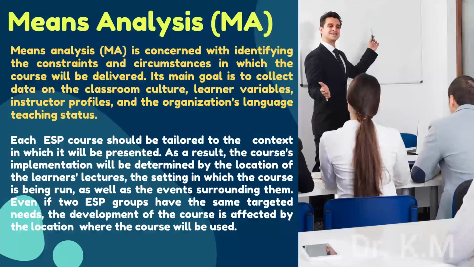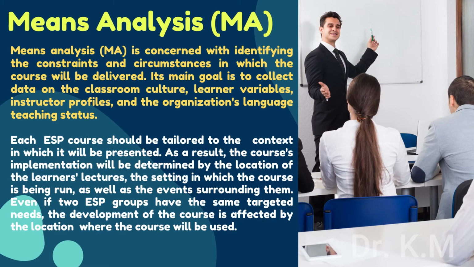Means analysis, MA. Means analysis, MA, is concerned with identifying the constraints and circumstances in which the course will be delivered. Its main goal is to collect data on the classroom culture, learner variables, instructor profiles, and the organization's language teaching status. Each ESP course should be tailored to the context in which it will be presented. As a result, the course's implementation will be determined by the location of the learner's lectures, the setting in which the course is being run, as well as the events surrounding them.